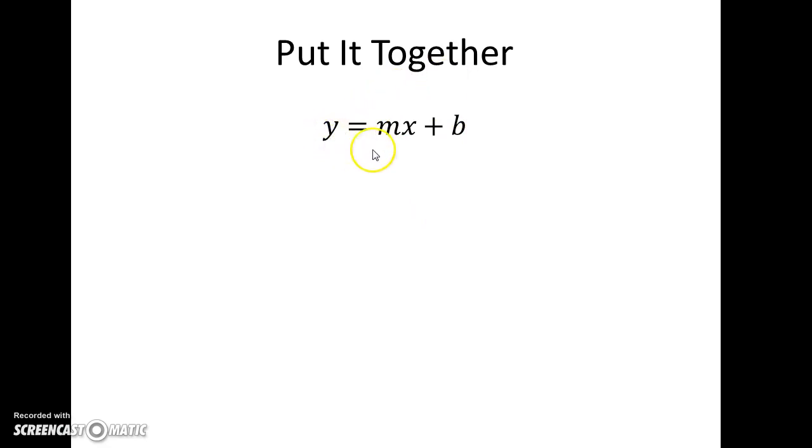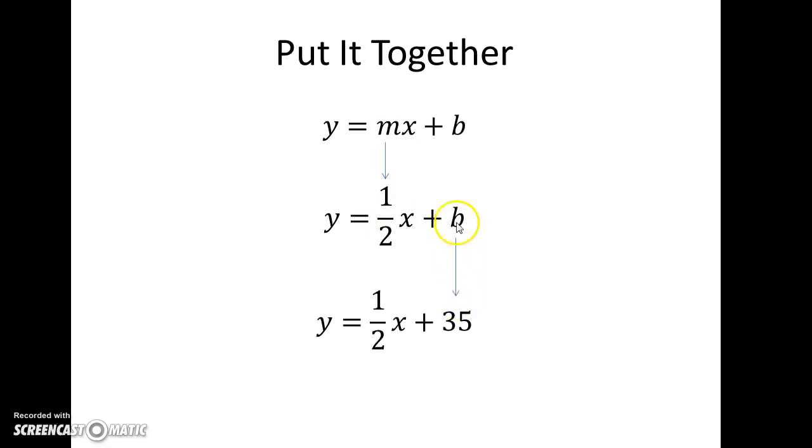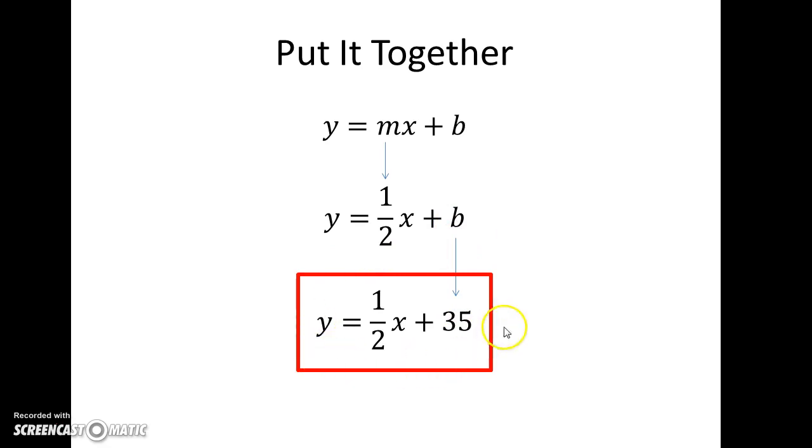This time we're going to leave y and x alone. We're going to replace m. Think way back, m was 1/2, that was our slope. We're also going to replace b, and b was 35, that was the y-intercept. And so this right here is our final answer. And you should type this entire thing, y equals 1/2 x plus 35, into that box on IXL before you hit enter.